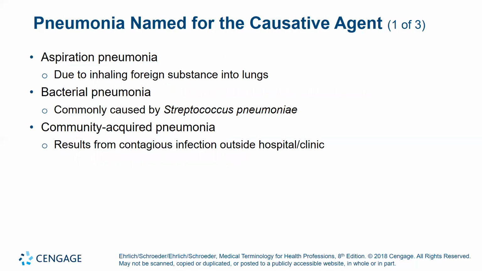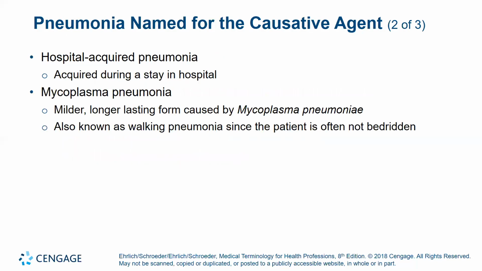We have aspiration pneumonia. This is due to inhaling foreign substances into the lungs. We have bacterial pneumonia, and then we have community-acquired pneumonia. This results from a contagious infection outside a hospital or clinic, which is where you get that. We have hospital-acquired pneumonia, acquired during a hospital stay. Mycoplasma pneumonia, also known as walking pneumonia.